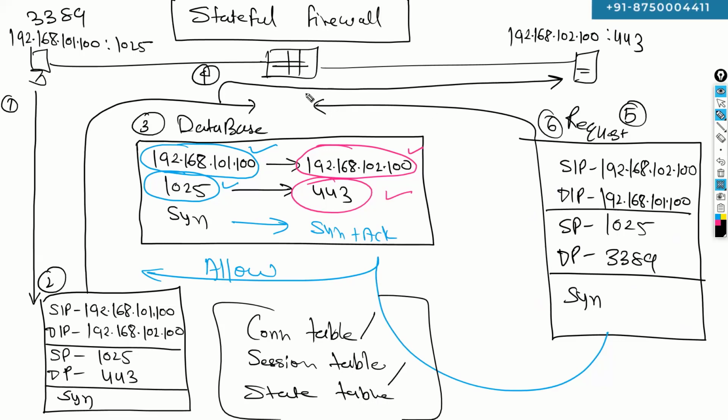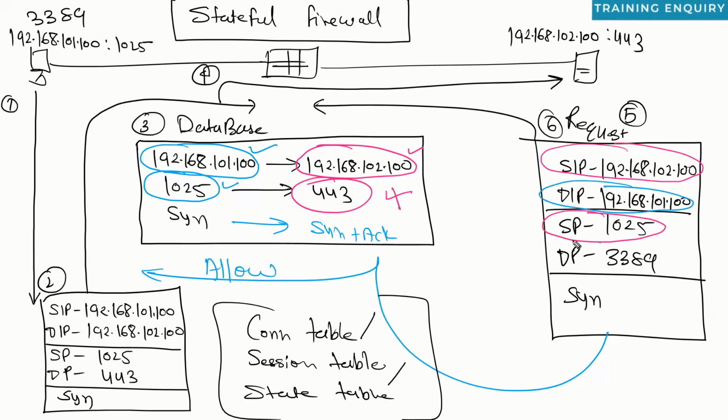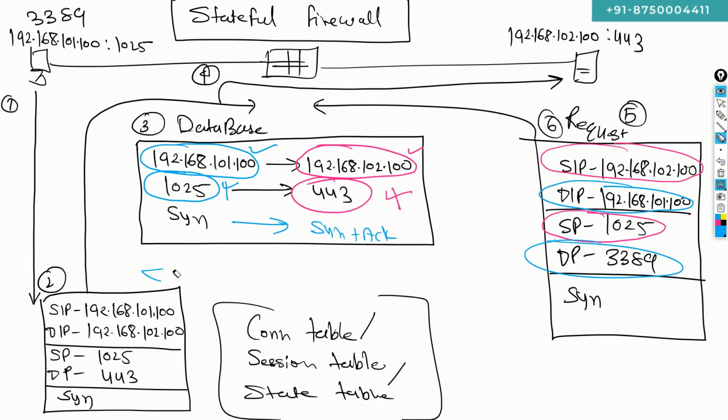If the server is the initiator, it will send a SYN request, correct? Okay, when this request comes to the firewall, the firewall will match. Who is coming? 102.100, matching. Which port is coming? 1025, not matching. Next, it is going to which one? 101, matching. Which port number? 3389, not matching. Now this request is not matching with our database. When the request is not matching with our database, what will the firewall do? The firewall will drop this request. Got it?